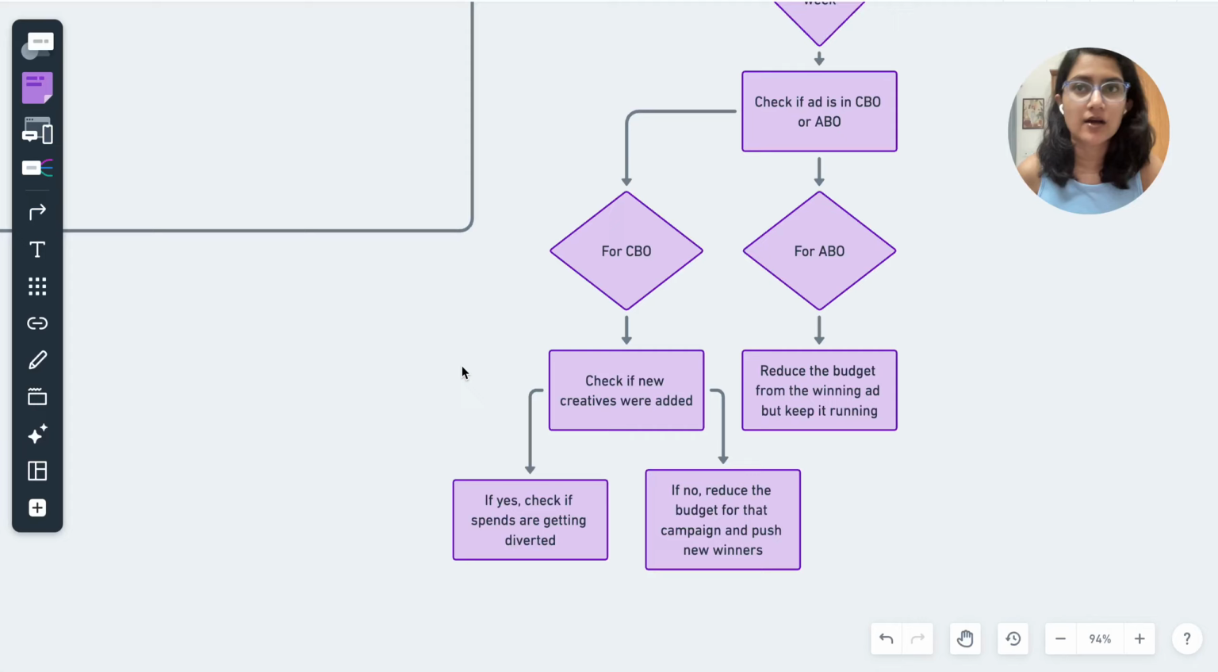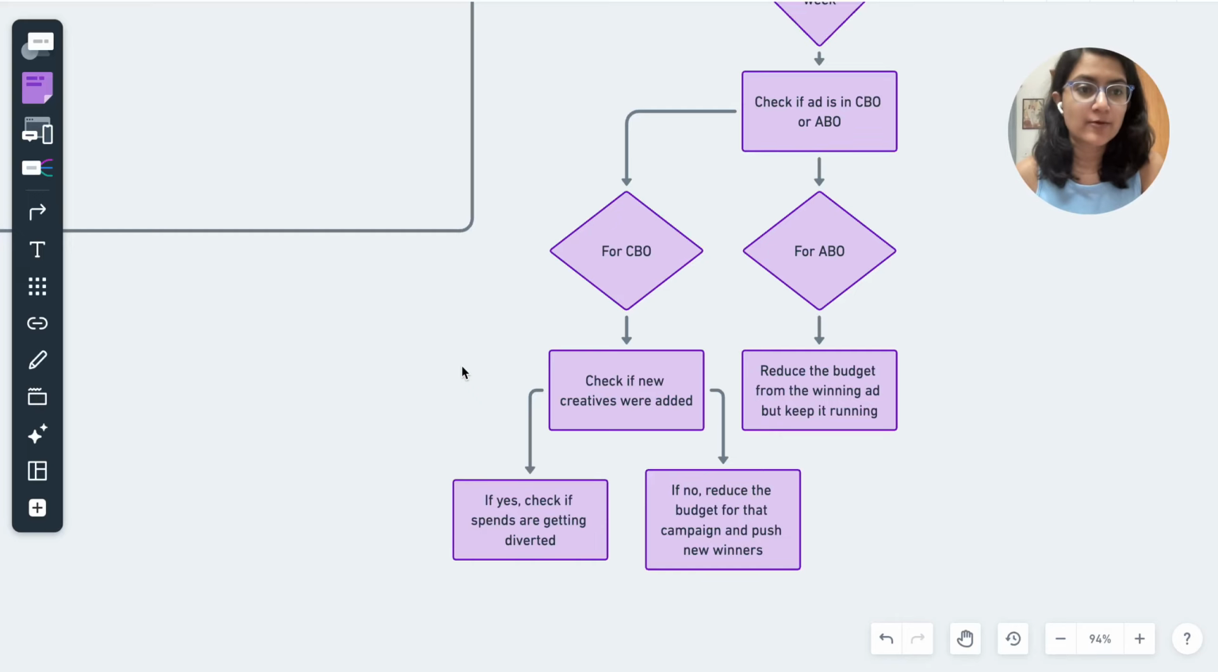So if your ROAS target and kill CAC target are 1.4 ROAS and 1300 respectively, and you see that the campaign has a ROAS of 0.95 with a CAC much higher than 1300, then it's not just 20% of the budget that you should reduce. You can actually reduce much more.